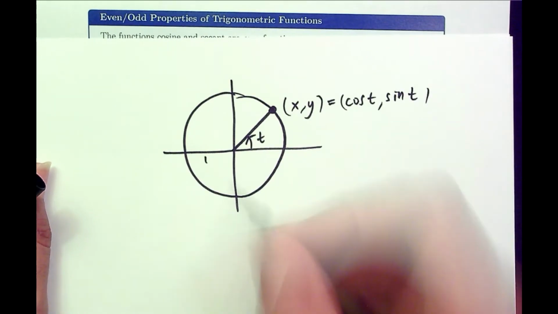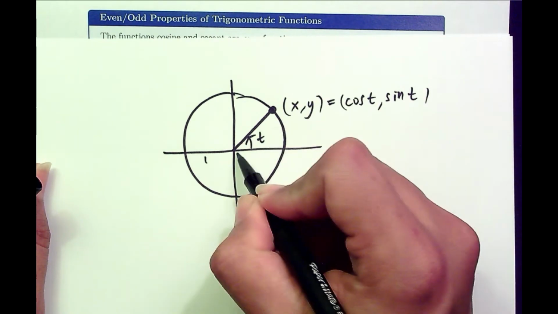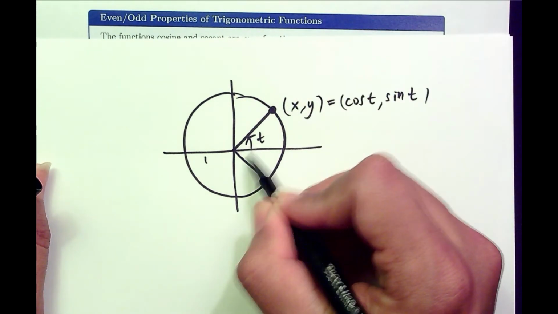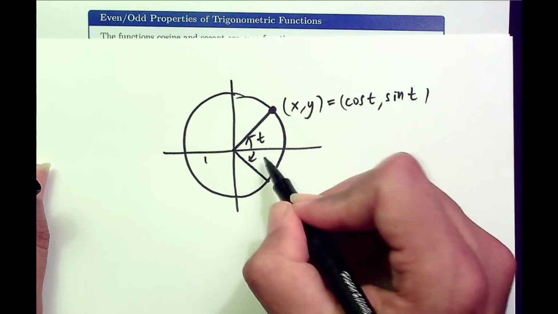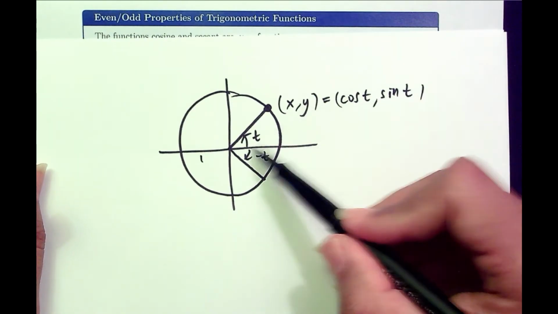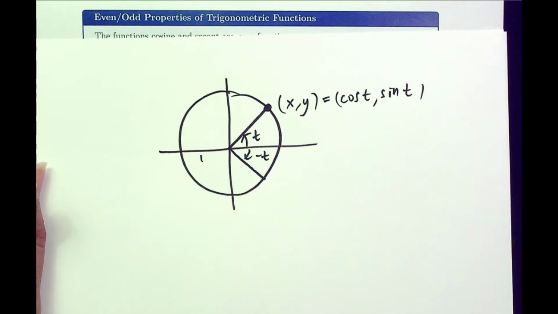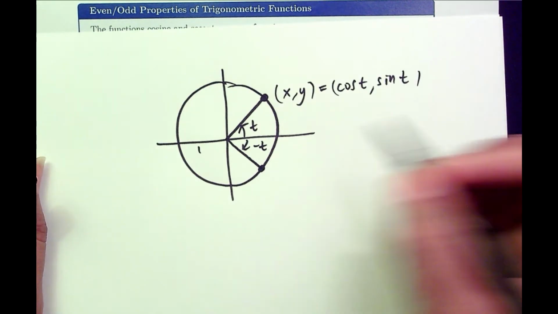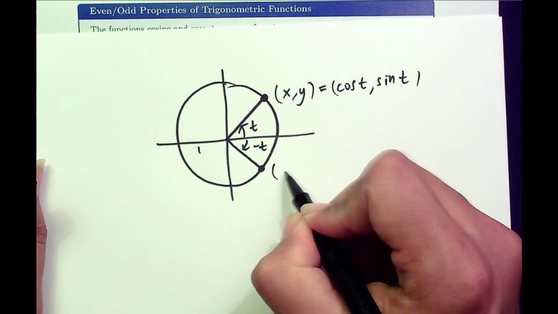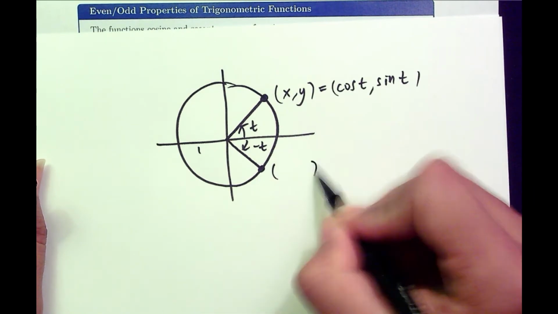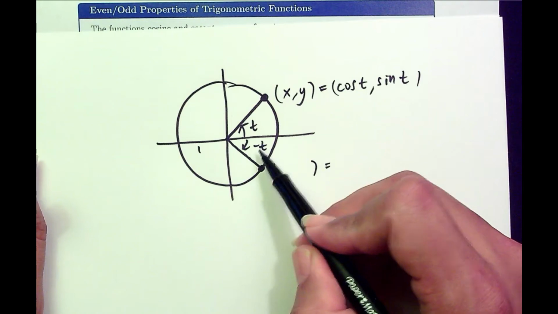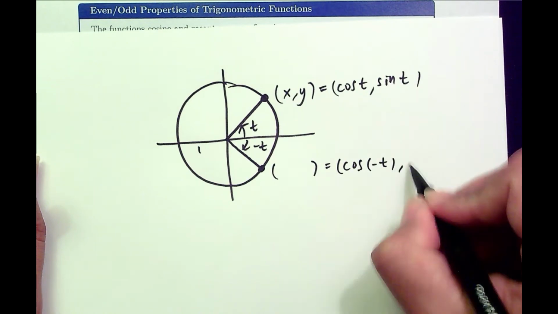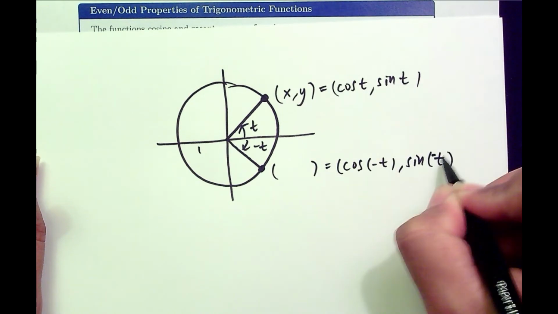All right. Now, if you consider the angle negative T, you would draw it exactly the same width here, but you measure it in the opposite direction. Positive angles are measured that way. Negative angles are measured this way. So that would be the angle negative T. Now, in terms of coordinates, what would be the coordinates of that point? Well, in terms of trig, it would be the cosine and the sine of that angle. So this would be the cosine of negative T and the sine of negative T.